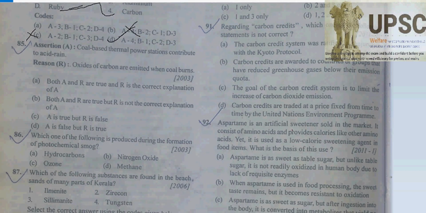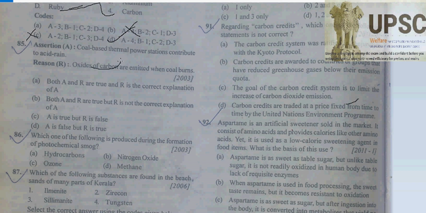Next question: do coal-based thermal power stations contribute to acid rain? Definitely, there should be no doubt, because there is emission of nitrous oxide and sulfur oxide, and carbon dioxide is also emitted. Various kinds of gases are emitted by coal-based thermal power plants. But the chemicals responsible for contributing to acid rain are sulfur dioxide and nitrous oxide. So A is absolutely correct.